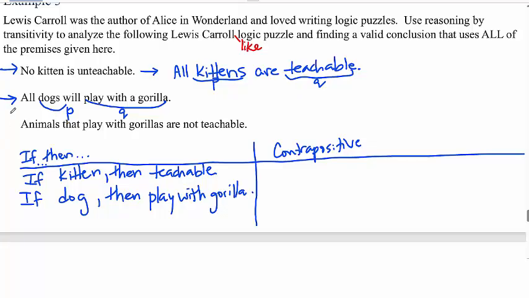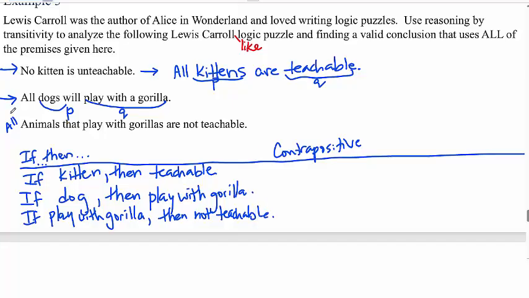Animals that play with gorillas are not teachable. So if you throw the word all in here, doesn't that really mean the same thing? All animals that play with gorillas are not teachable. It's implied. If you say animals that play with gorillas are not teachable, then you're implying all the animals, right? So it's still an all statement. So in other words, if you are an animal who plays with gorillas, I'm just going to put if play with gorilla, then you are not teachable.